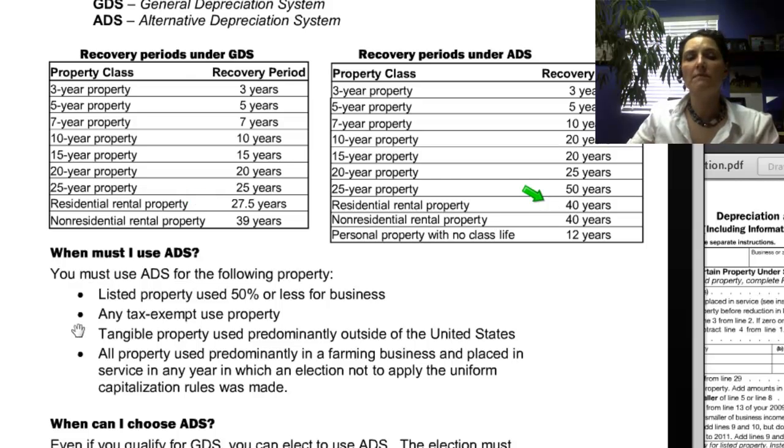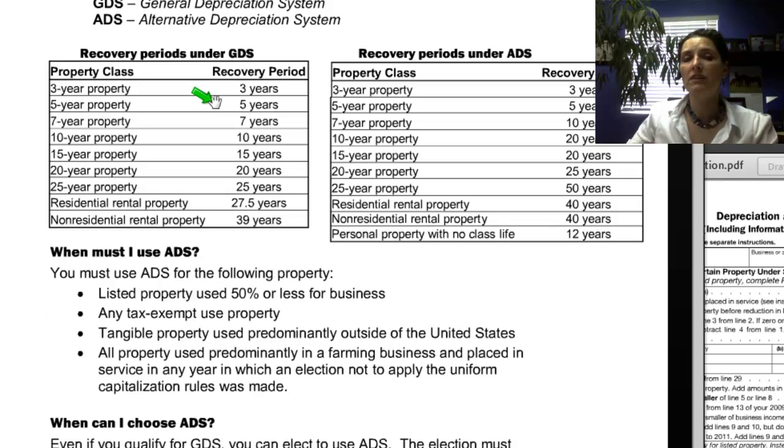And let's just suppose that that property, that vacation rental in Mexico, is furnished. Well, here in the United States, you would have 5-year depreciation that you would be able to claim on the furnishings used inside that rental property. But under ADS, that property would actually end up being depreciated over 10 years.